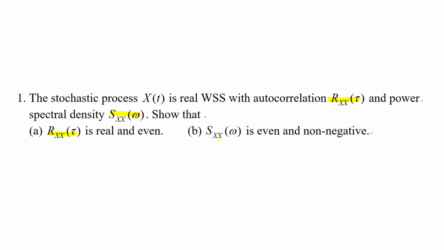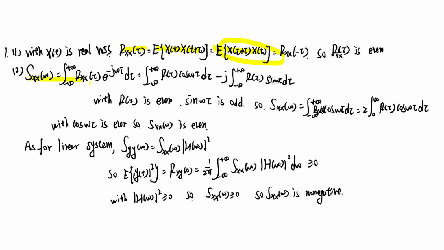And the second question is that Sxx(omega) is even and non-negative. We know that the power spectral density Sxx(omega) is equal to the Fourier transform of Rxx(tau), which is like this. Then we can expand the right part, and it is composed of two parts. The first part is the integration of R(tau) multiplied by cosine omega tau, and the second part is R(tau) multiplied by sine omega tau.